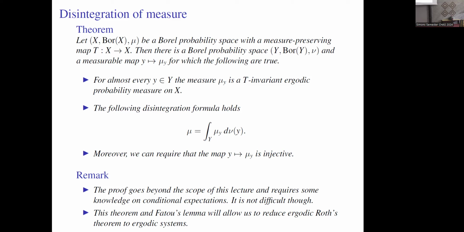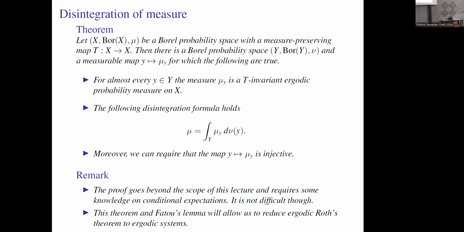It says that if we have a probability space and a measure preserving map, then there exists another probability space and a measurable map, such that for almost every point in this new space, the new measure is a T-invariant ergodic probability measure, and we have the following integration of measures. We can think of this as an extremal problem: any measure in measure preserving systems can be seen as a convex combination of extremal points, which are ergodic measures. This is a generalization of some results from functional analysis in this measure theory context.